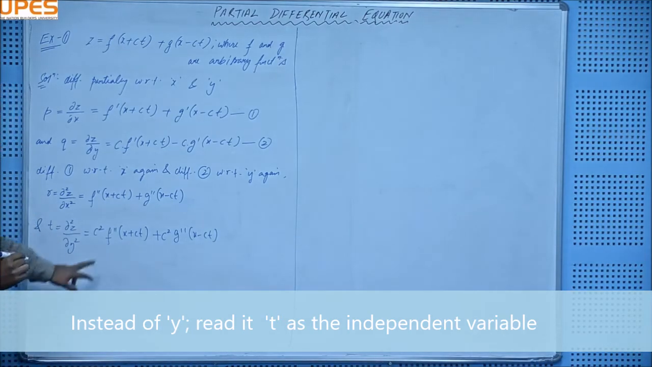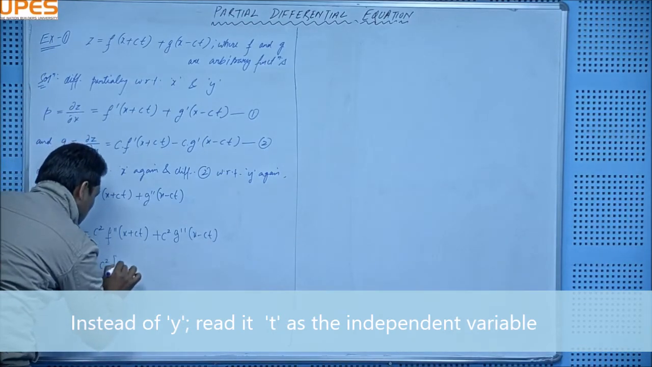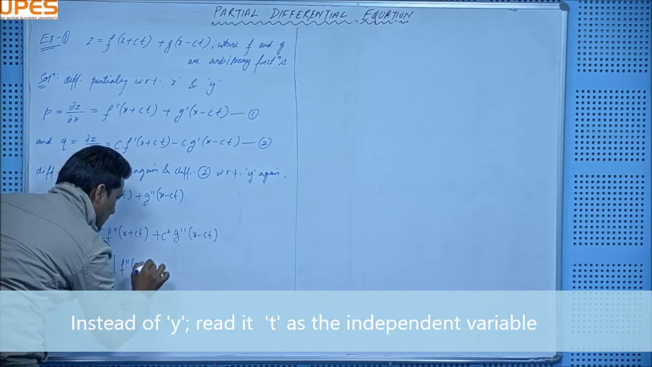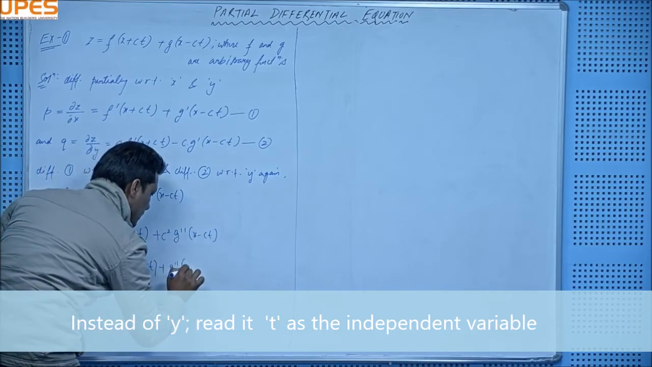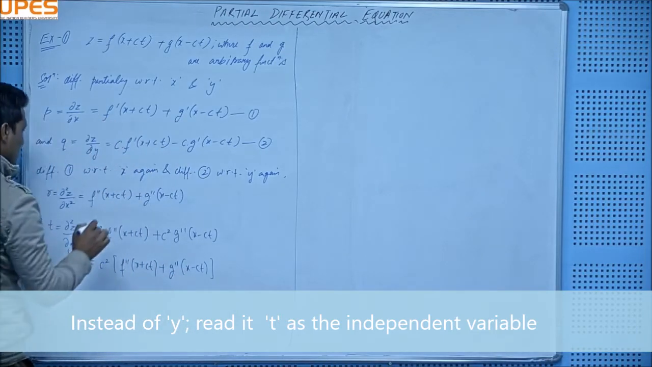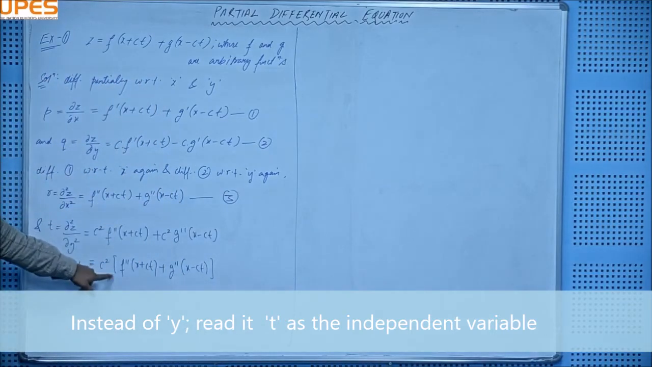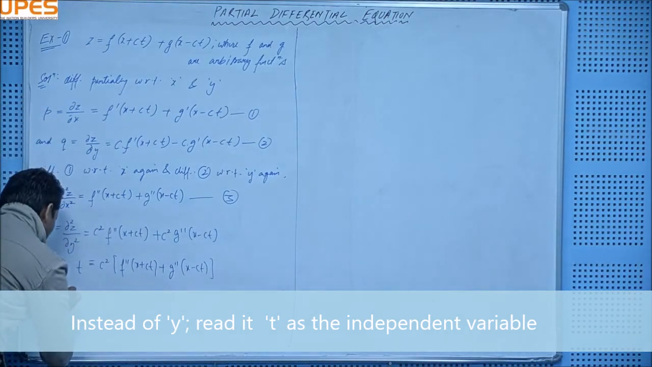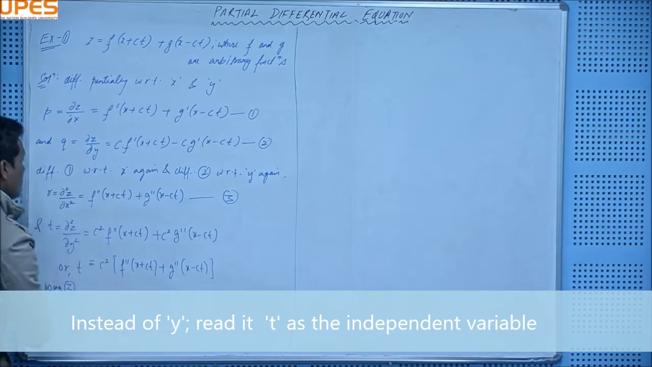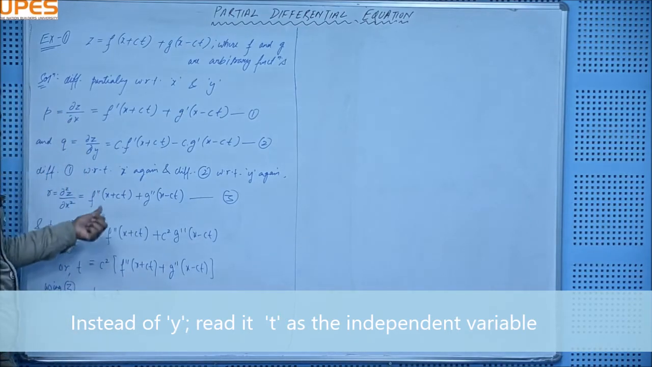Now see that, can we take c square common, right? c square times f double dash of (x plus ct) plus g double dash of (x minus ct), and here we have t, right? And using this equation, let it be third. Using this third equation, can we use this? Yes, because this is actually equal to r, so ultimately we will get t is equal to c square times the value of this thing, and this is r.